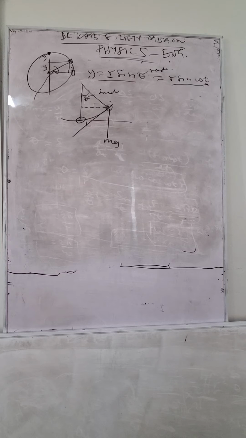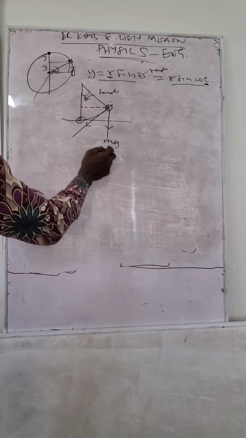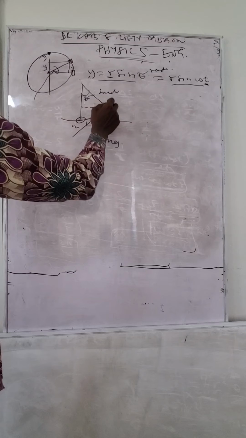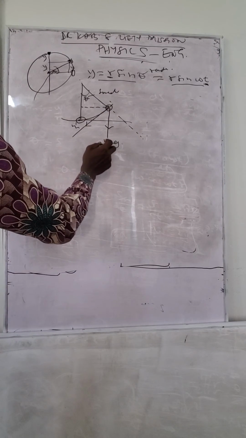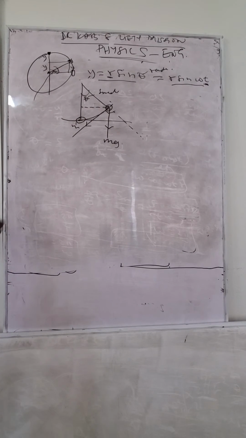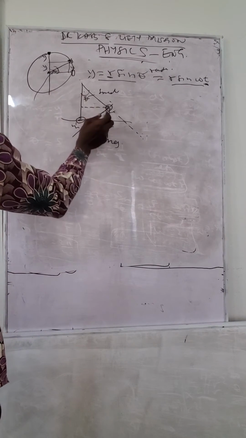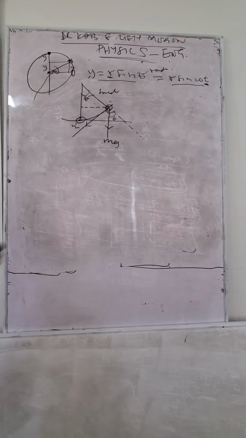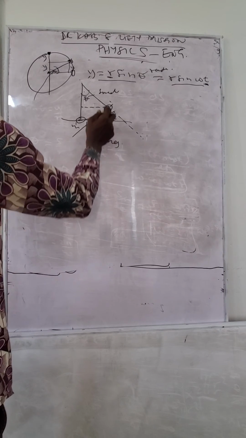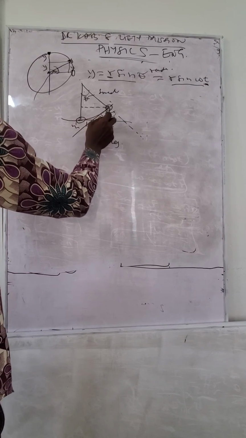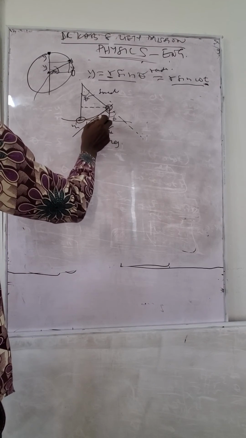Now, if we assume this is the force of gravity acting on it, this is mass m. When it is here, this will have a certain angle. This angle is supposed to be 90 degrees. Now look at this. This angle and this angle are corresponding angles. This is the hypotenuse. This angle is going to be 90 minus theta.